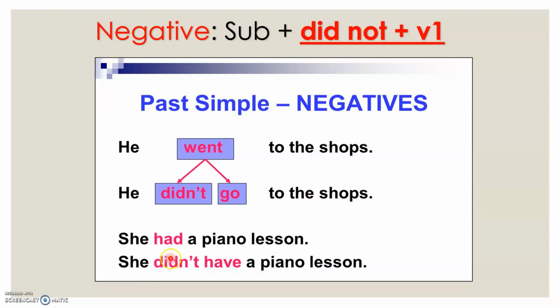For example, she had a piano lesson. To change the sentence into the negative form, we need to add didn't. So she didn't. What's the base form of the verb had? It's have. So she didn't have a piano lesson.